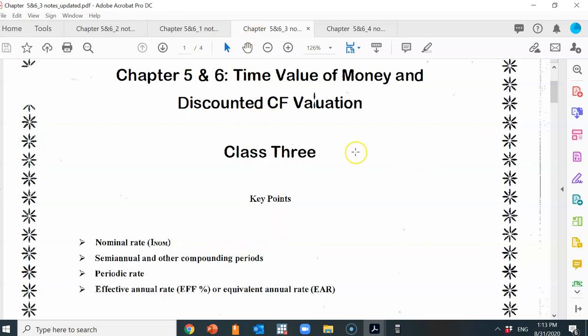So for the first and second class, we've discussed about all the interest rates, mostly at yearly frequency. So what if we have compounding periods more than once a year? What if we have semi-annual rates, monthly rates, or even daily rates? Okay, we would learn how to calculate the periodic rates for each smaller period. And we would learn the concept of nominal rate and effective annual rate or equivalent annual rate for different uses.